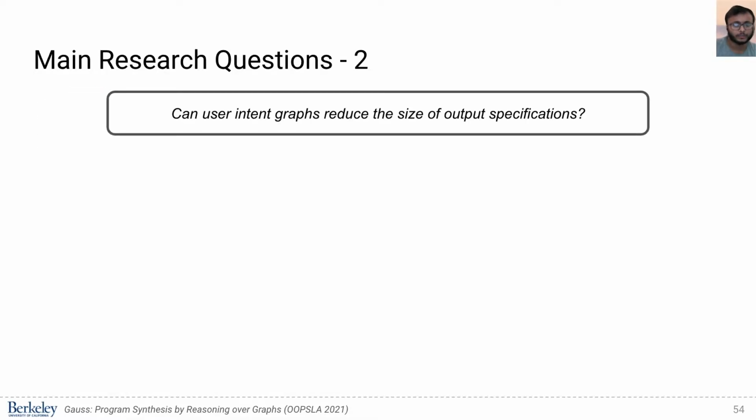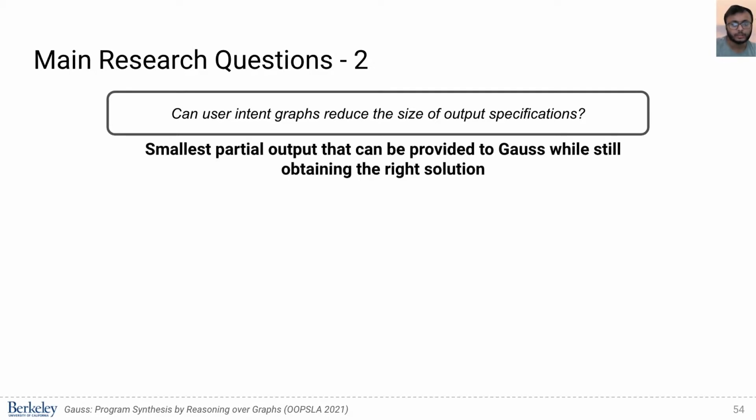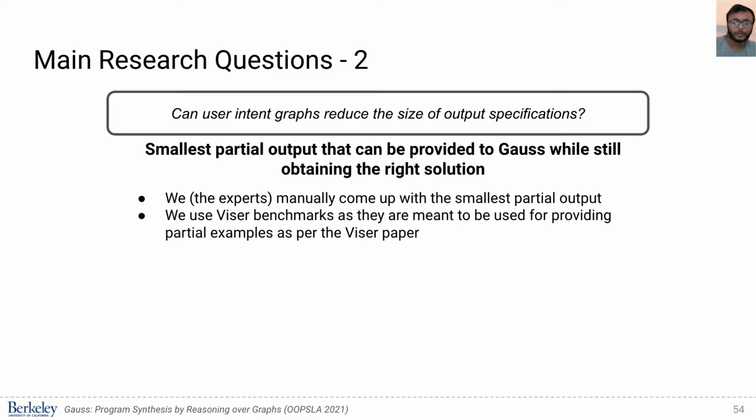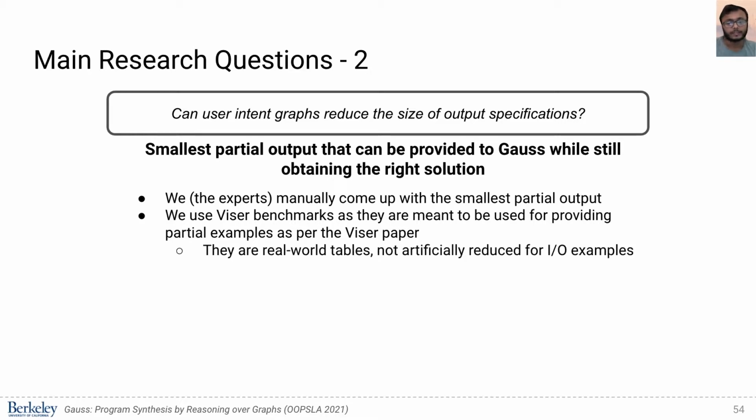Next, we measure the potential benefits of the ability of Gauss to accept partial outputs. Specifically, we measure the size of the smallest partial output that can be provided to Gauss while still obtaining the right solution. So we, the experts, manually come up with the smallest partial output on which Gauss returns the correct solution. For this experiment, we only use the benchmarks from Weiser because they were also used in the context of partial outputs in their respective paper. And these benchmarks consist of real-world tables, which are not necessarily artificially reduced for the purpose of synthesis, thus reflecting a more real-world scenario for Gauss.